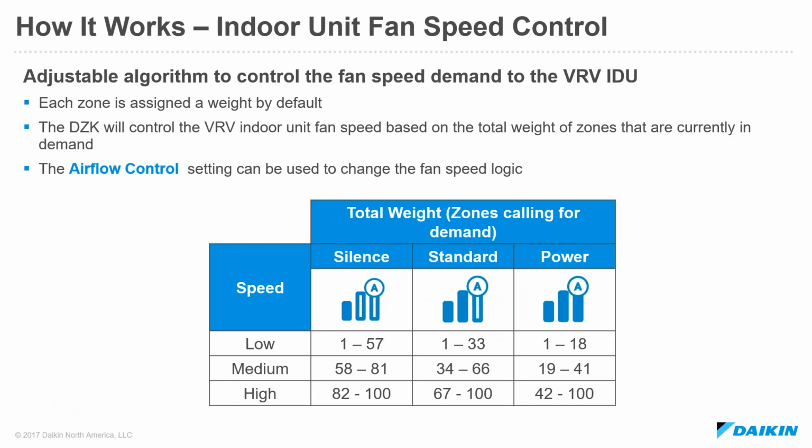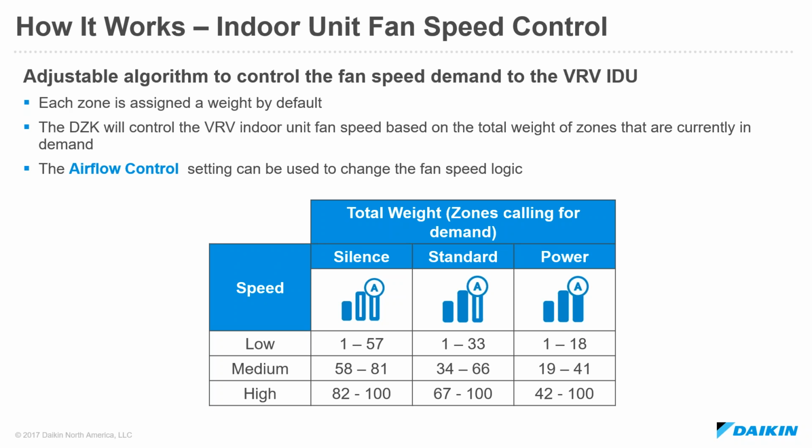So the DZK, I mentioned, will control the indoor unit's fan speed. The DZK does this by looking at the weight of the different DZK zones and taking all that aggregate demand and deciding how to control the VRV indoor unit. So essentially there are three different choices that the main thermostat can make as far as how to apply this fan speed control algorithm. There's a silence setting, there's a standard setting, and there's a power setting.